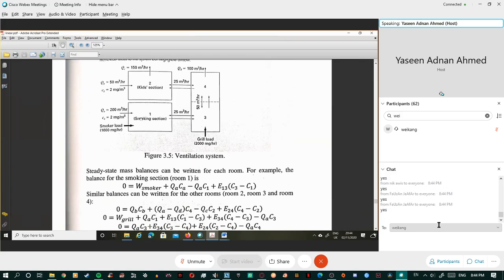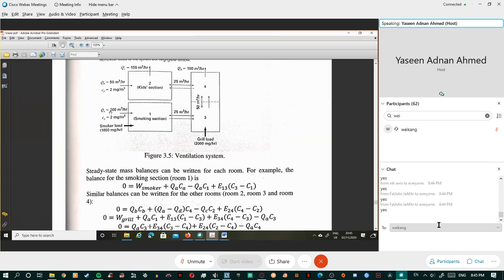the smoking section. In this case, this one is 1000 input. We consider input equal to output. So we make the balance, the summation of in minus the summation of out should be equal to 0. You can consider it either way, whatever you like. In this case, 1000 is the load from the smoker, so the load is incoming, so it is positive.